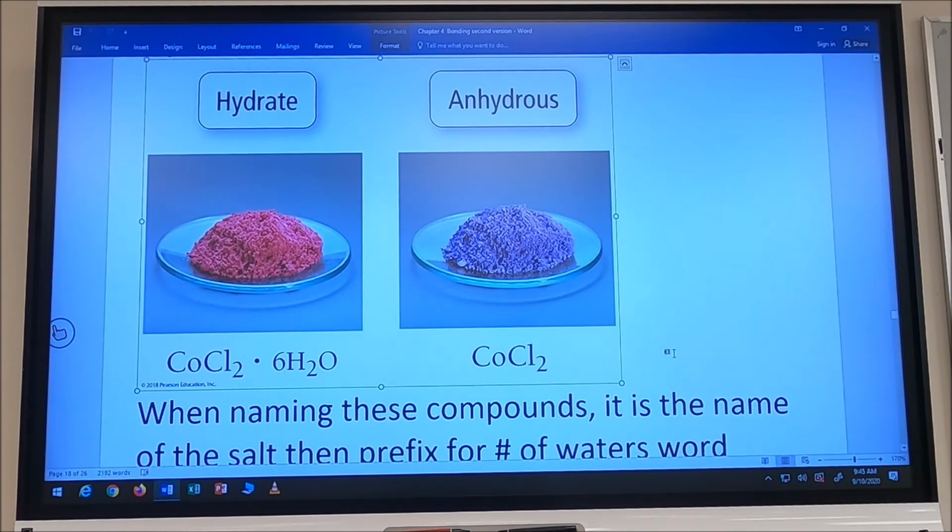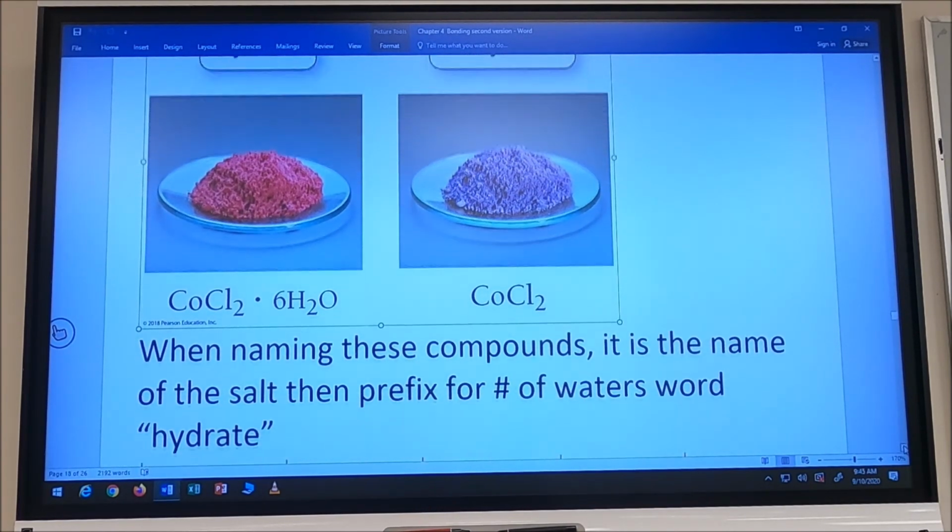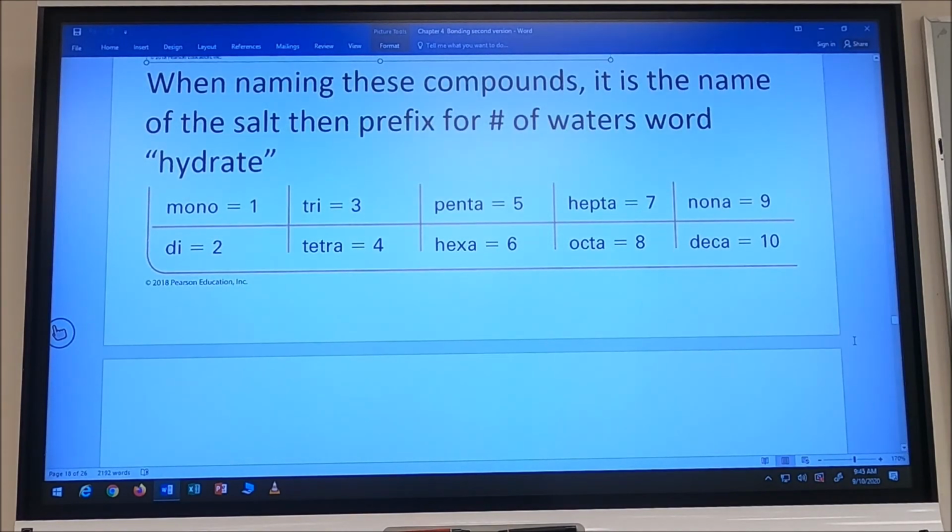So let's look at how we do this when naming these compounds. It's going to be the name of the salt, then a prefix with the number of water molecules, followed by the word hydrate. The prefixes that we're going to use for the number of water molecules are mono, di, tri, tetra, penta, hexa, hepta, octa, nona, deca. You got to memorize those. We're going to be using them again when we talk about naming covalent compounds. So you got some work cut out for you.